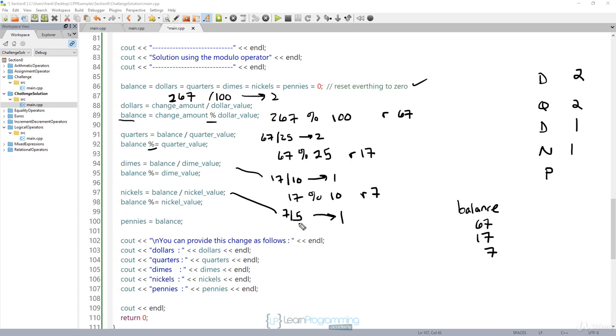And then we do the mod operator one last time. We're going to say the balance would be 7, which is my balance, mod 5, which gives me a 1 with a remainder of 2. At that point, our balance is 2, which is the number of pennies that are left. And again, if we add this up, we're going to have $2 here, which is 200. We've got 50 cents here, 10 cents here, 5 cents here, and 2 cents here, which gives us 200, 250, 267.